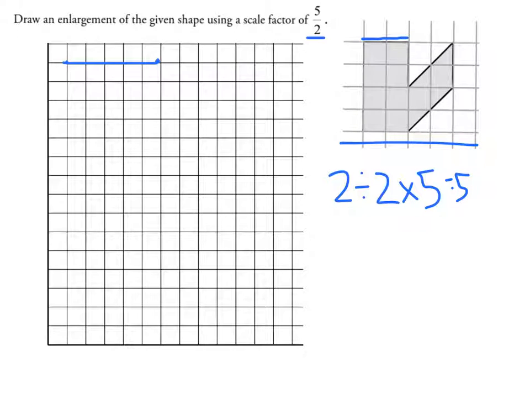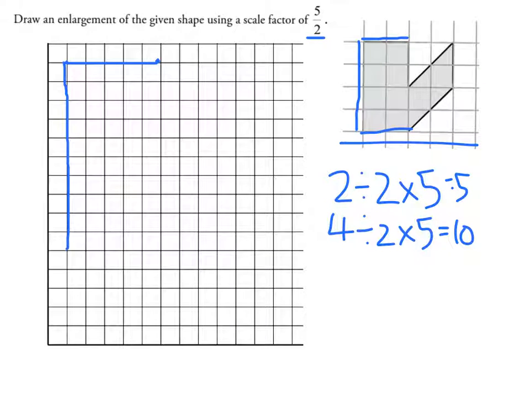The next side is this one down here, which is 4 long. So that's 4 divided by 2, remember half it and then times by 5. 4 divided by 2 is 2, times by 5 is 10. It's going to be 10 long. So 1, 2, 3, 4, 5, 6, 7, 8, 9, 10. That's my length there.